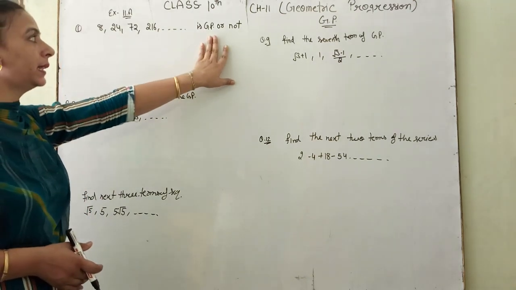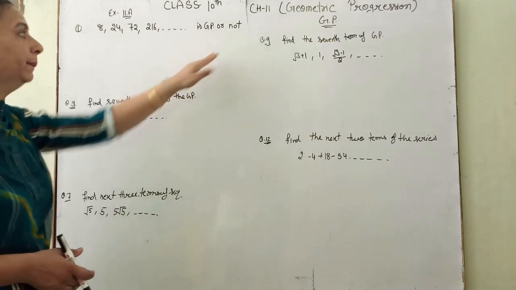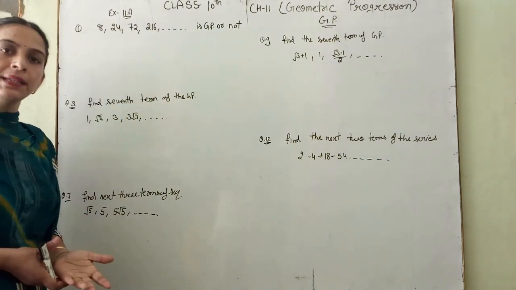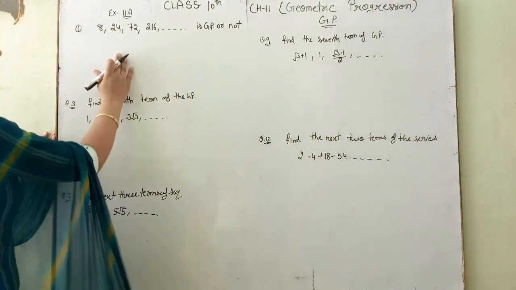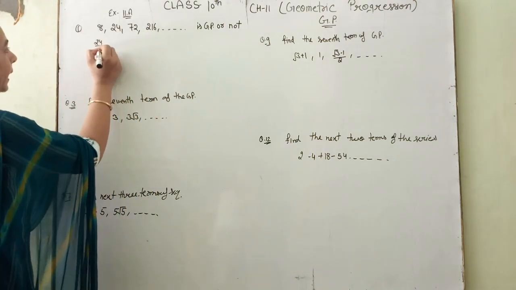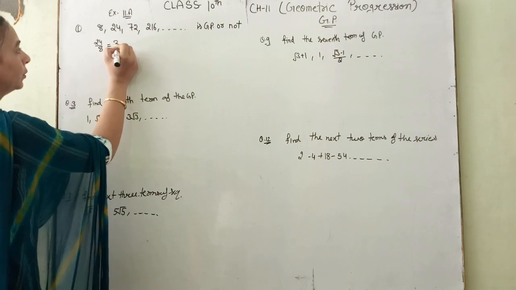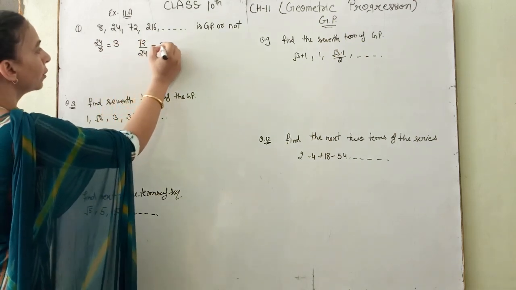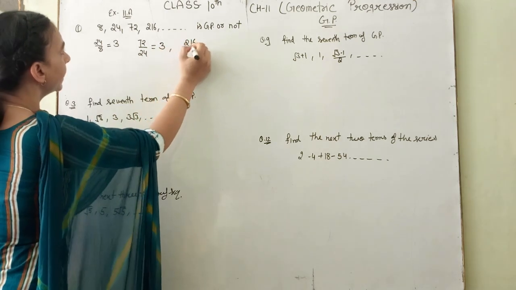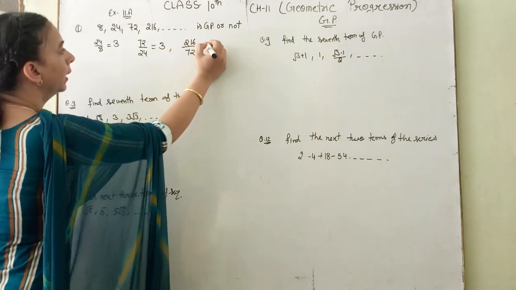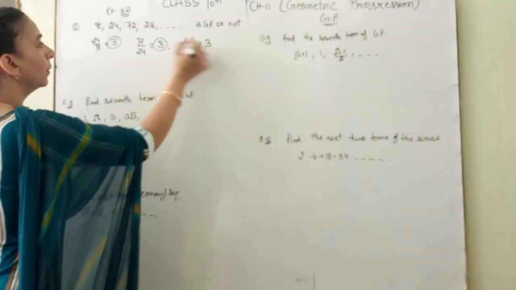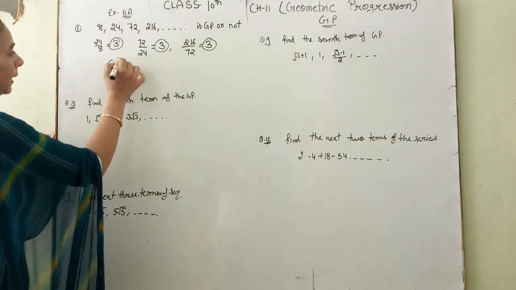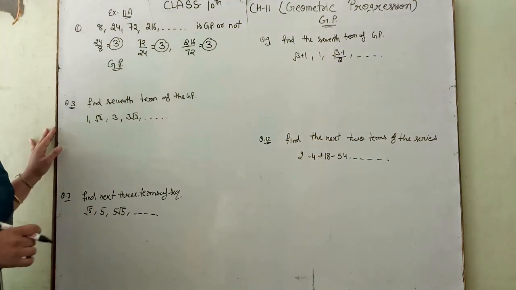Is this sequence a GP or not? If the common ratio is the same, then this is a GP, otherwise no. First we find R: 24 by 8 equals 3. Next, 72 by 24 equals 3. Next, 216 by 72 equals 3. These are the same, so the common ratio is the same. Then this is a GP, and R is 3.